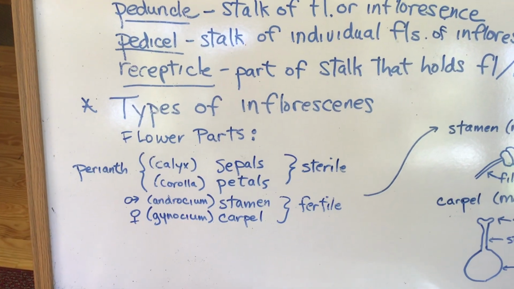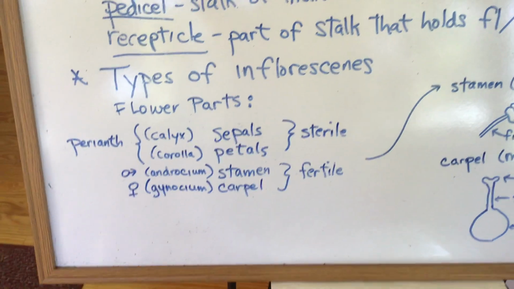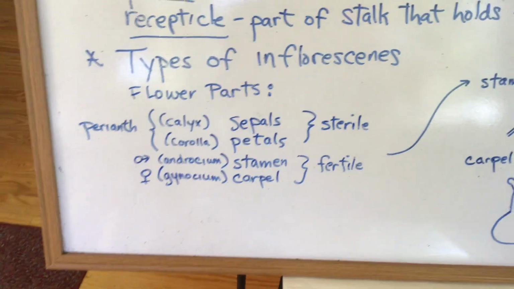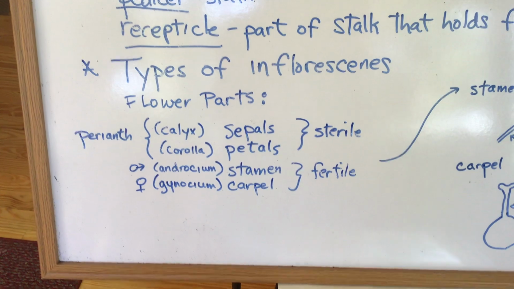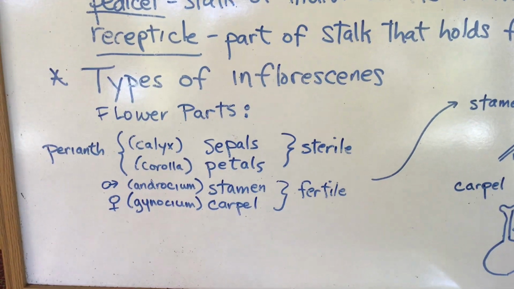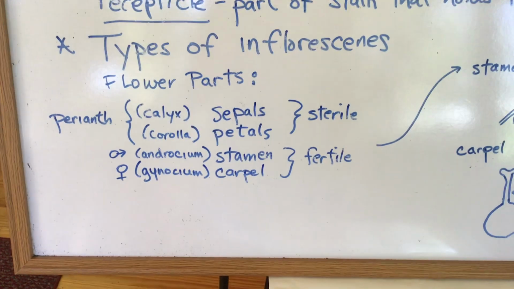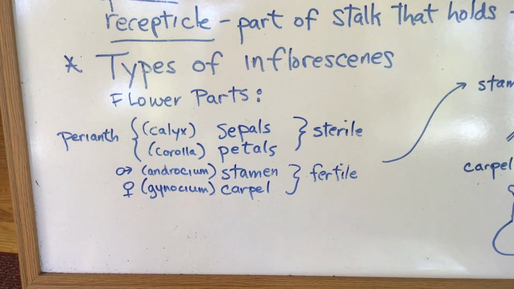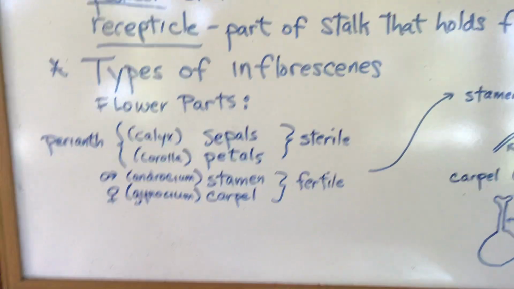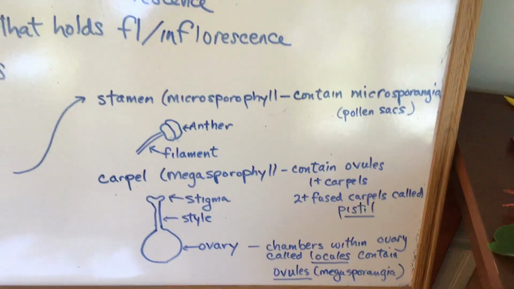Now, the fertile parts, the parts that are the reproductive parts, are the stamen, which comes first, and those are the male parts. They are also more technically called the androecium, or the microsporophyll, which is written over here. And the carpel is the gynoecium. That's referring to the female part. It's also called the megasporophyll. Okay, so this is a little bit more about each one of those.